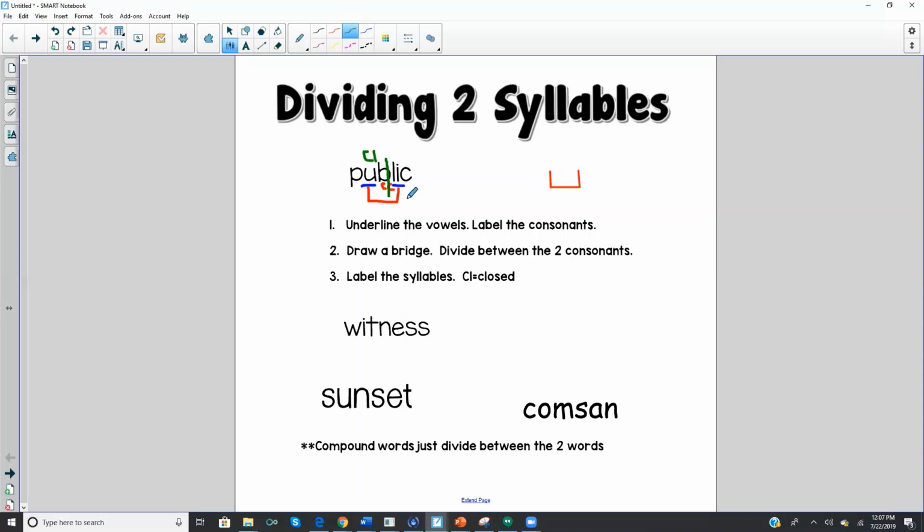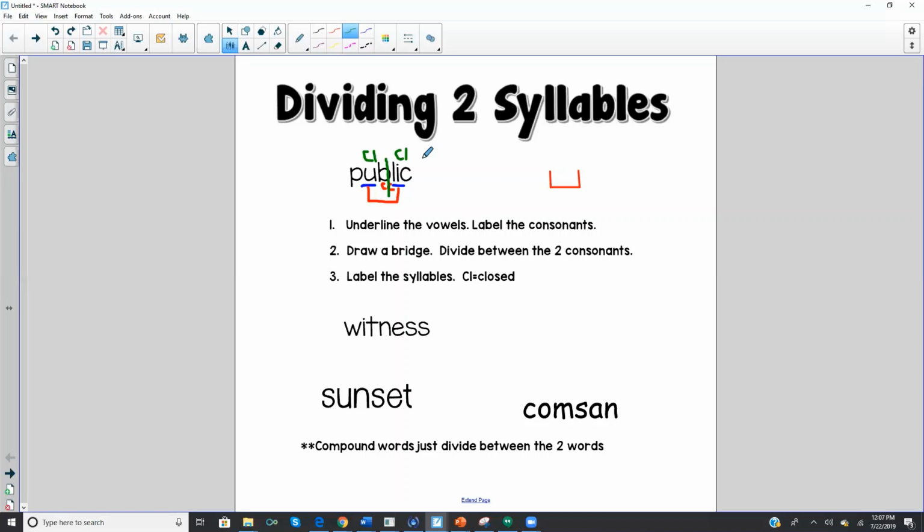Now the next one, is that an open or a closed syllable? Closed. It is also a closed syllable because it ends in a consonant. So I'm going to label it C-L for closed. Now that we know these are both closed syllables and we have drawn our bridge, let's read the word. P-U-B says what? P-U-B says pub, and then lick: public. Very good. I knew you could do that.